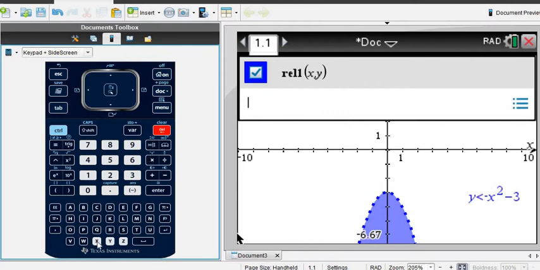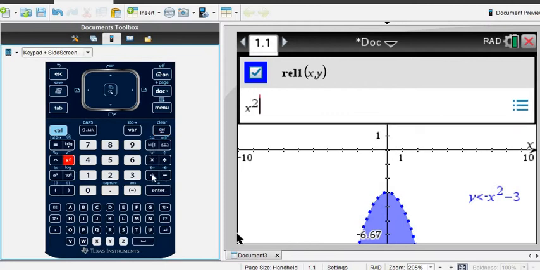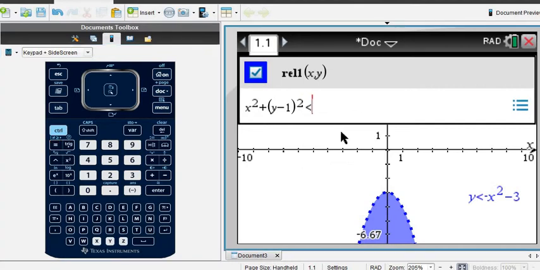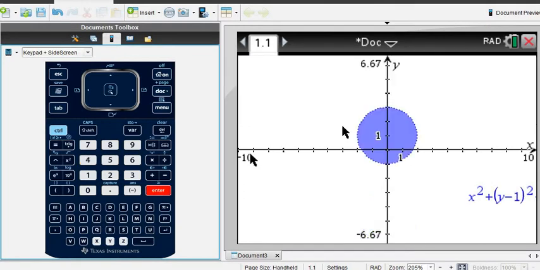So the first one that we have is a circle. We have x squared plus parentheses y minus 1, and I'm going to do the right one this time, squared. And then I'm going to hit Control and equals, and I'm going to select the less than. And the radius squared was 4. So I'm going to hit enter, and it's going to graph a circle for me. We can see that it's centered at 0, 1 with a radius of 2. Okay, and it is dotted because it did not include it.